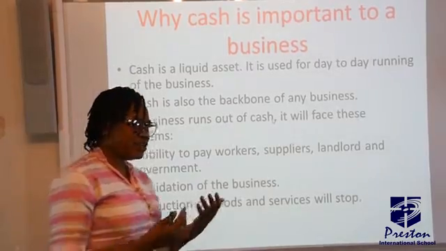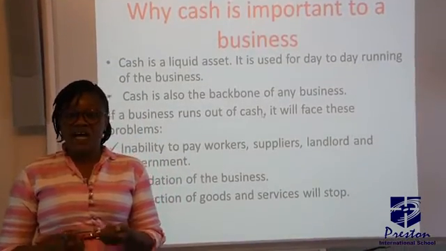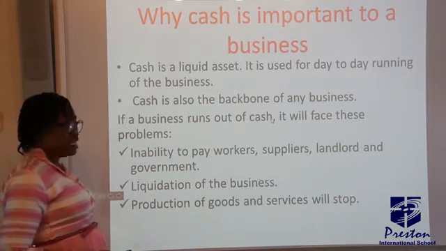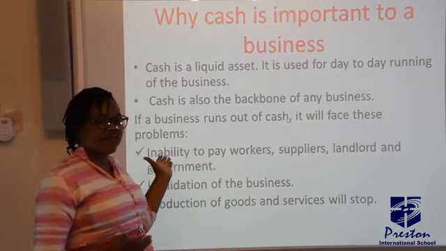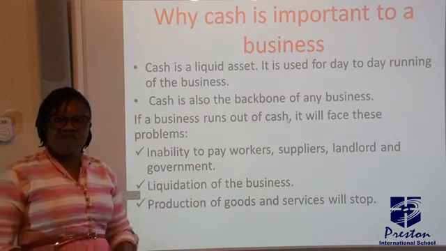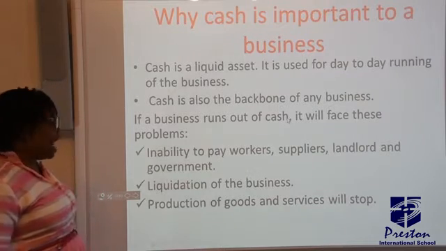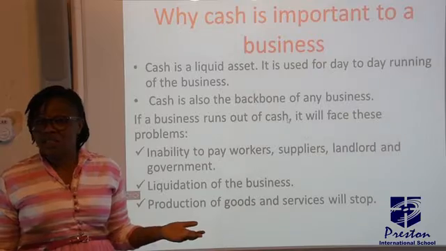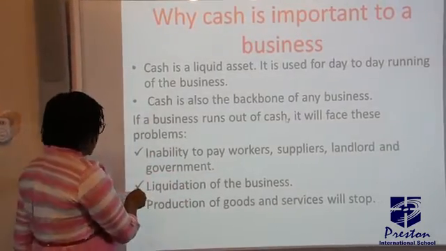Now, let's look at why cash is important to a business. If you look at it, I don't think any business can survive without cash. Before you can do your business, you must at least be sure that you have cash which you want to use in running the business, because cash is a liquid asset and it is used for day-to-day running of the business. We can even say it's the backbone of a business. If a business does not have cash, they will face these problems: inability to pay workers, to pay suppliers, to pay landlords, because at times where you are operating your business may be a rented apartment and you have to pay your landlord. So if there is no cash, you will have that problem of paying the landlord and also the government, like payment of your taxes. Now, liquidation of the business may occur, as the business may cease to exist since there is no cash again. Production of goods and services will stop because they don't have cash, which they will use in running the business.